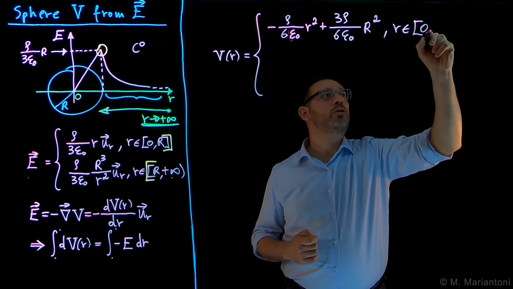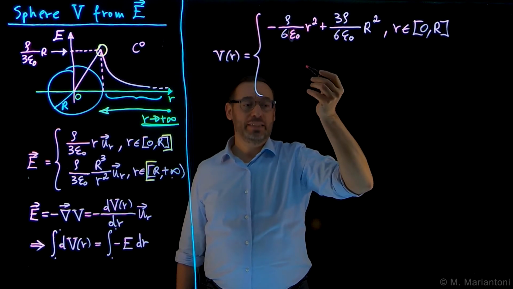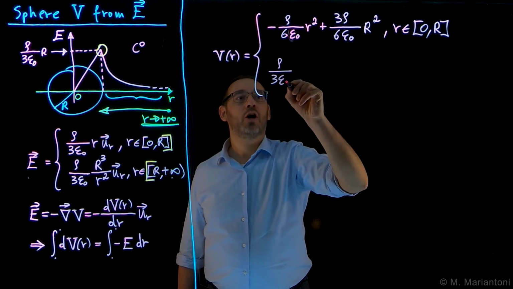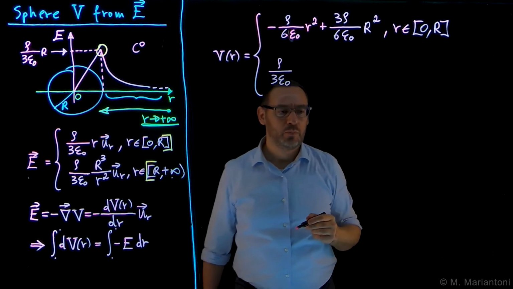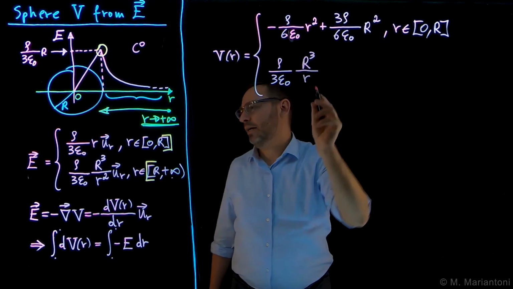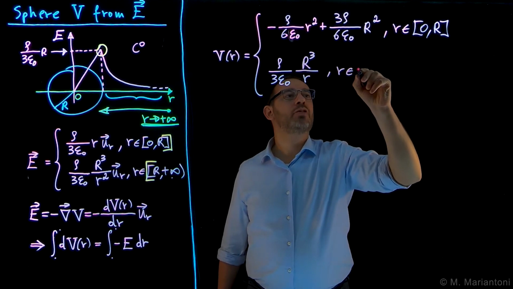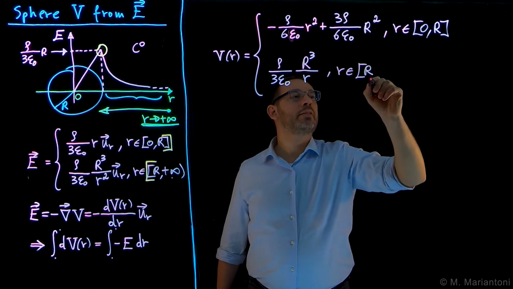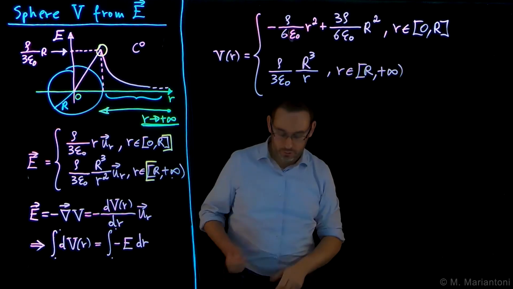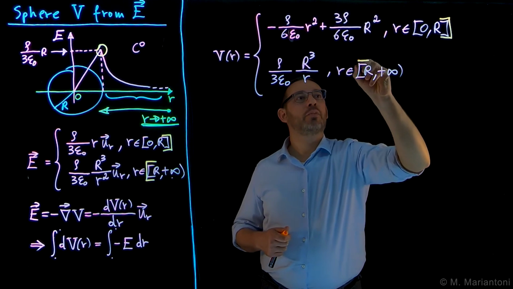In the region from 0 to capital R, that is within the sphere, whereas outside it is simply given by rho over 3 epsilon naught times capital R cubed divided by a small r. So similar to this, but only divided by r. And this is in the region outside, that is from capital R included, in this case both included because it's continuous, all the way to plus infinity. It's a continuous function. As always, let's stress that it is a continuous function at capital R.